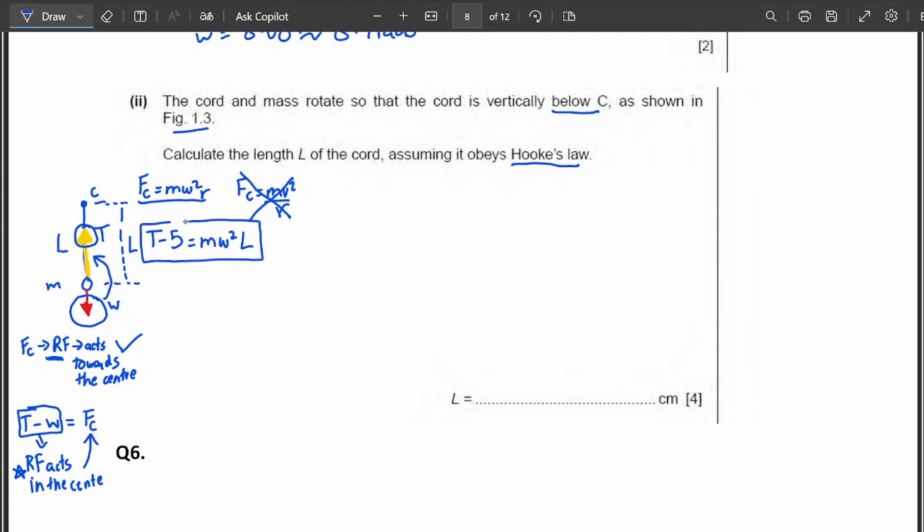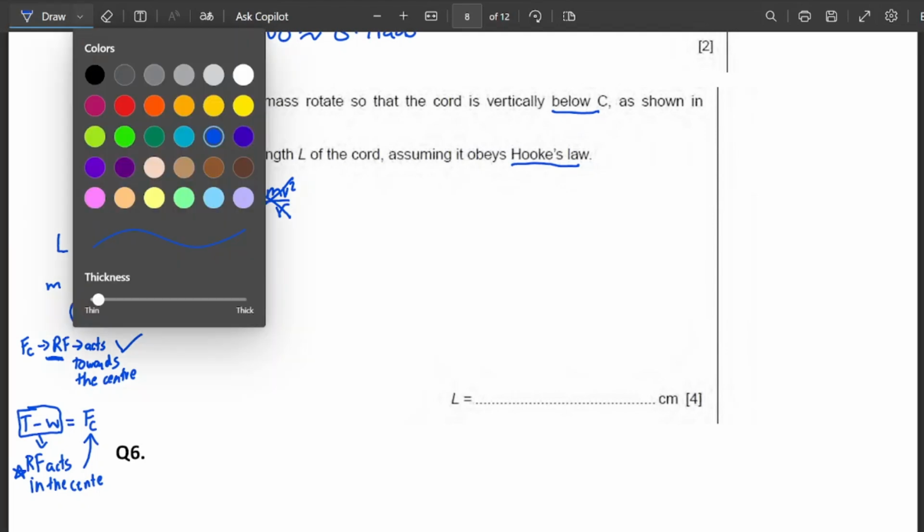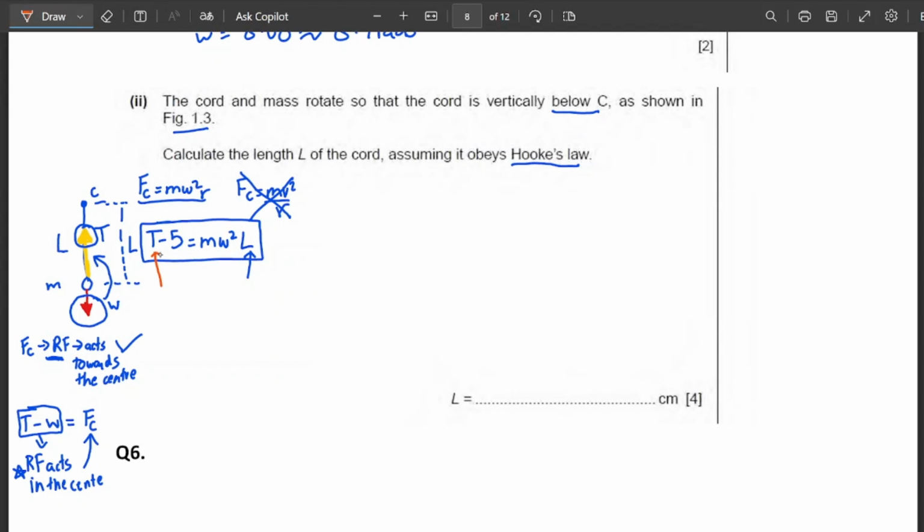Now the problem is, I need to solve for L, but I don't know the tension T. I do know my mass, I do know my omega, but they don't tell me the tension. So I cannot just make L the subject and solve this equation. I have one equation and two unknowns, so this is not going to solve.